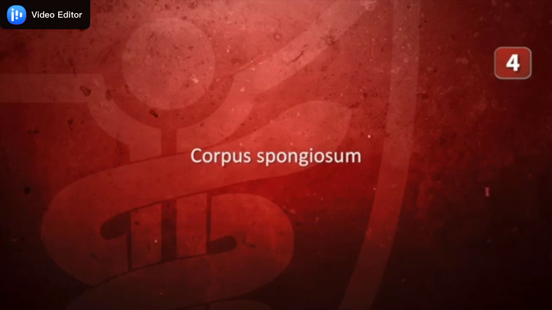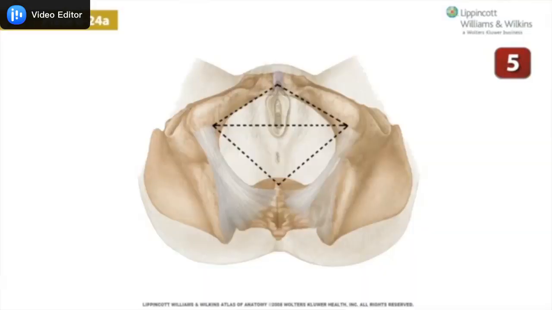That's the corpus spongiosum. Next one, what are the vertices of the urogenital triangle and of the anal triangle? So the vertices of the urogenital triangle are the ischial tuberosities and the pubic symphysis. And then the vertices of the anal triangle are the ischial tuberosities, again, just like in the urogenital triangle. And then the third vertex is the tip of the coccyx.